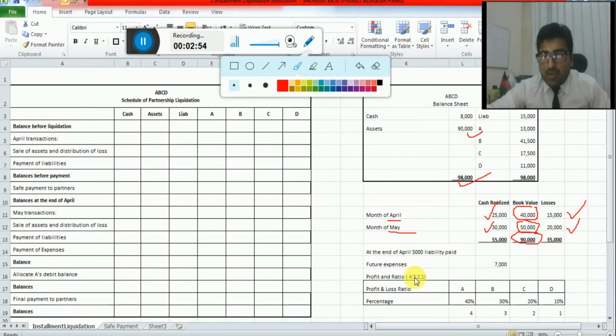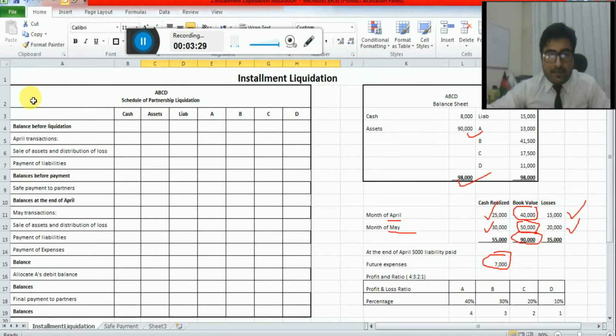And what is the profit and loss ratio? 4:3:1. This is the profit and loss ratio, and this is the expenses, the future expenses. It means in April there are no expenses, so expenses are only expected in May. Okay, and this is the ratio, 4:3:1. It means partner A shares 40% of losses and 40% of profit. And then we have B, C and D at 30, 20, and 10% respectively.